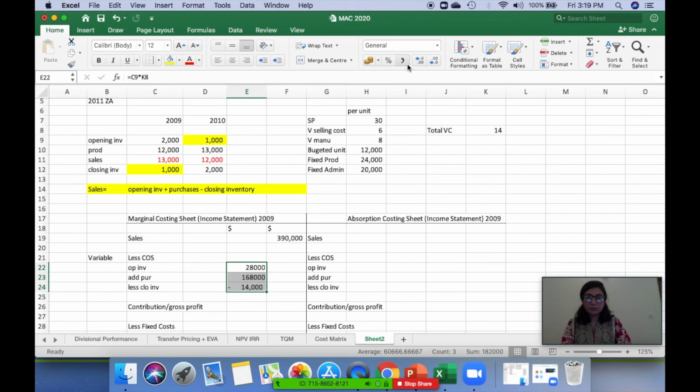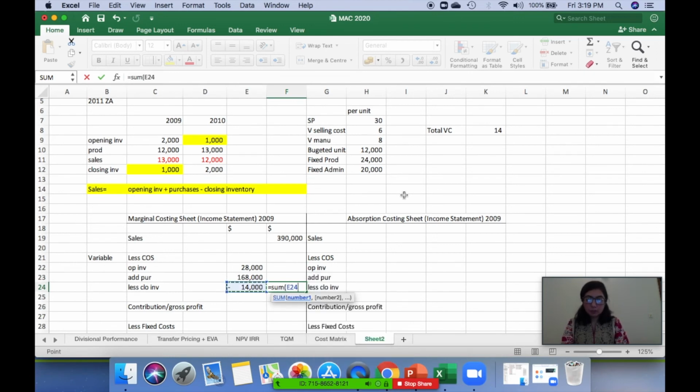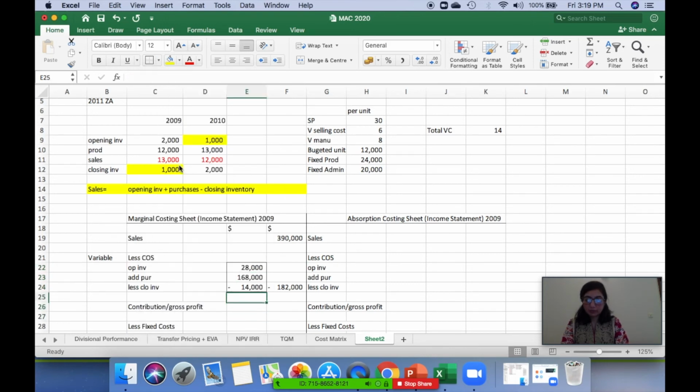So if I may, this becomes my cost of sale. I'm going to add it together using the sum formula, as you can see. And I'm going to put negative to it because it is sales less cost of sales. So this is overall cost of sale. I'm going to put a border around it so it's easier for you guys. I'm going to put an outside border here. And then we're going to calculate contribution.